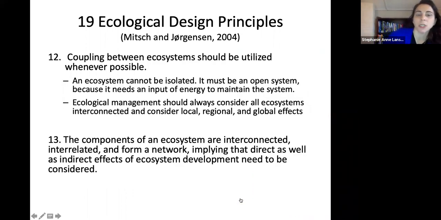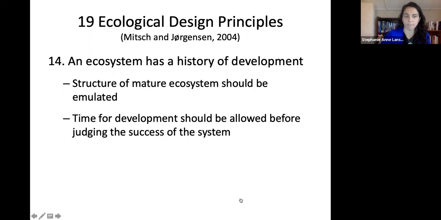Coupling systems should be utilized wherever possible. Again, a system cannot be isolated. It must be open because it needs input to maintain these systems. And we should always consider how they're interconnected in the local, regional, and global scales. Number 13 is the components of an ecosystem are interrelated and form a network, implying that direct or indirect effects of the ecosystem need to be considered.